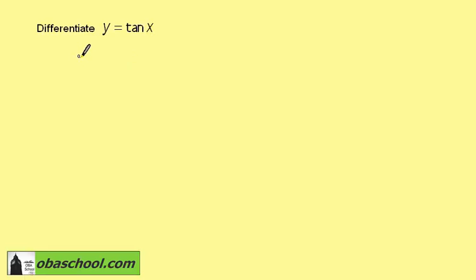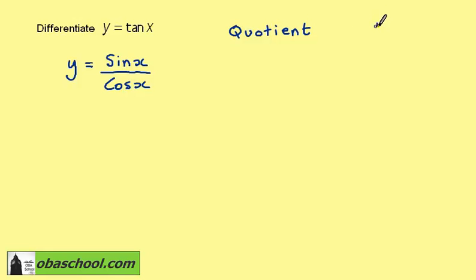We want to differentiate y equals tan x. We should know that tan x is sin x divided by cos x. This is a quotient. A quotient, remember, is y equals u over v, where u and v are functions of x.